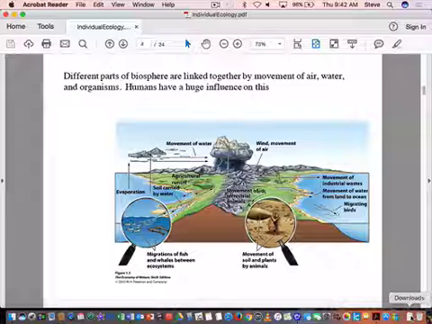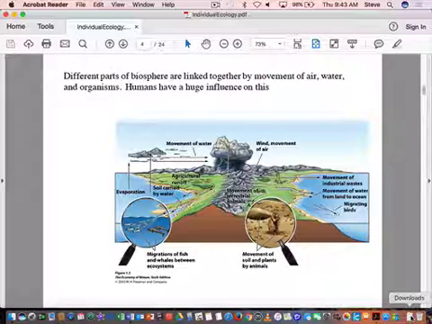And so there's a lot going on here, isn't there? And again, I'm not going to ask you to tell me in depth about everything that's going on in this. This is just to illustrate a very important point, that different parts of the biosphere are linked together by the movement of air, water, and organisms and all kinds of things. And humans have an influence on this, right? So let's look along here, along this coastal plain, right?